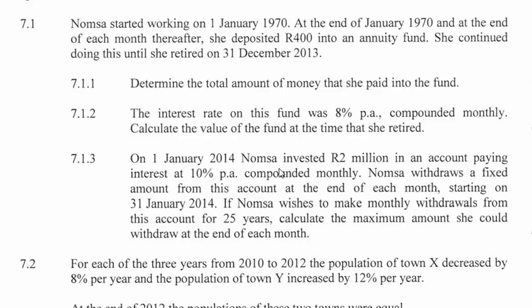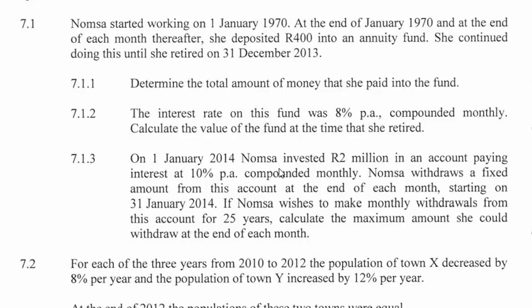Do you agree? So it's written there. Yes, and it's 2 marks. That's why both of you would get 0. Guys, they didn't ask determine the total amount in her fund. They asked determine the total amount of money that she paid into the fund.